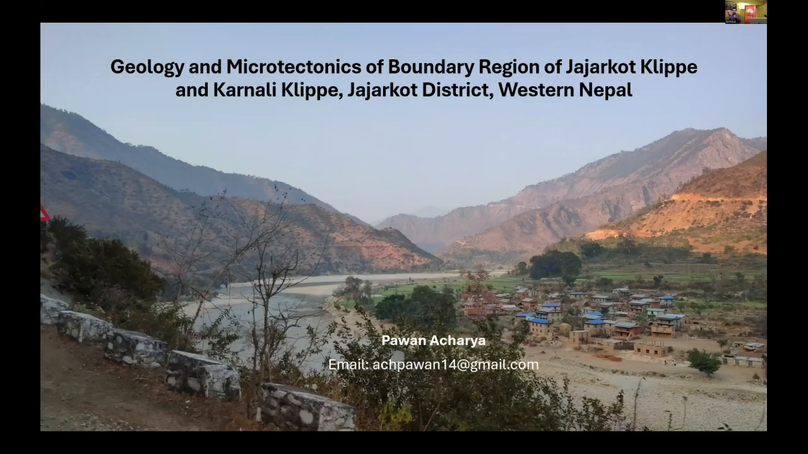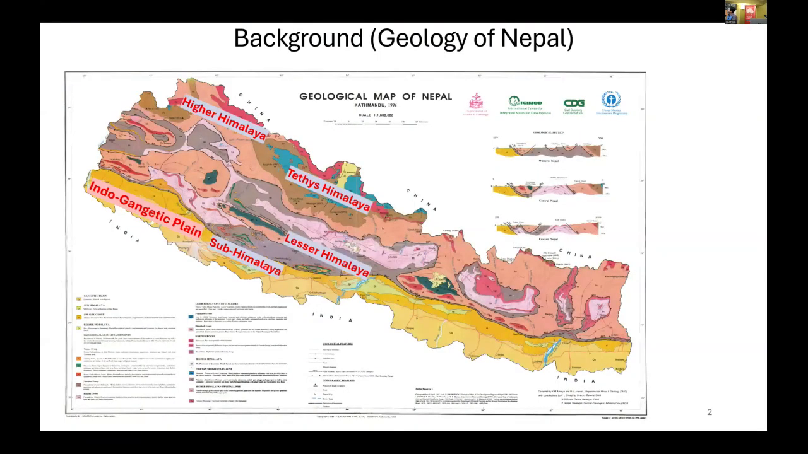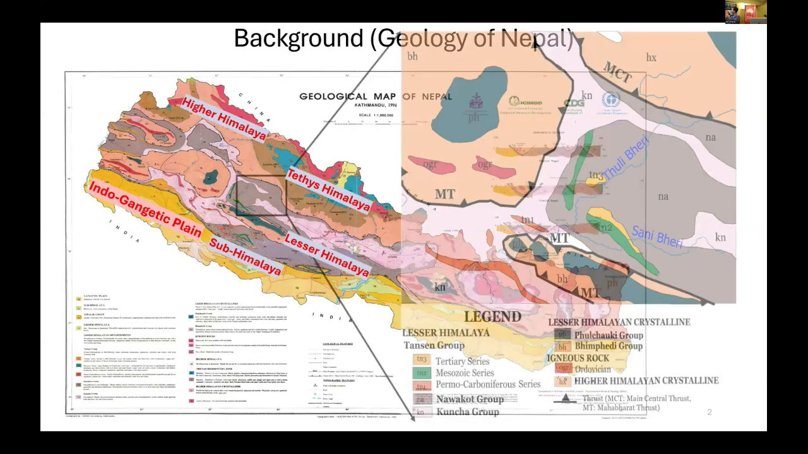I'm going to present about the geology and microtectonics of the boundary region of two different thrust sheets, Jajarkot Klippe and Karnali Klippe, located in western Nepal. The background is the topography of part of our study area. This is the geological map of Nepal, where different tectonic units are separated by major thrusts and faults. The thrusts and faults extend almost along the whole length of the Himalaya.